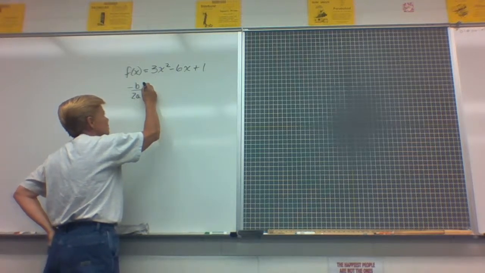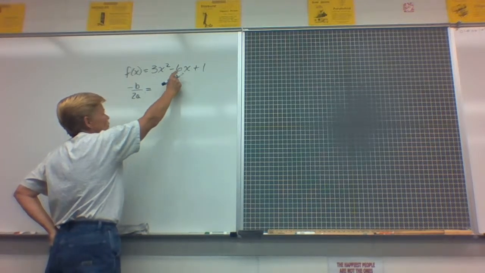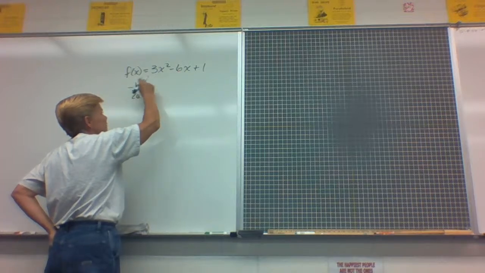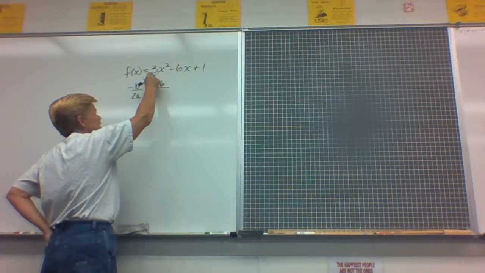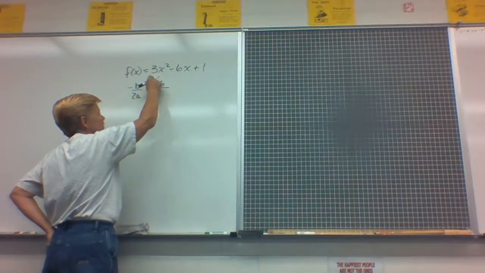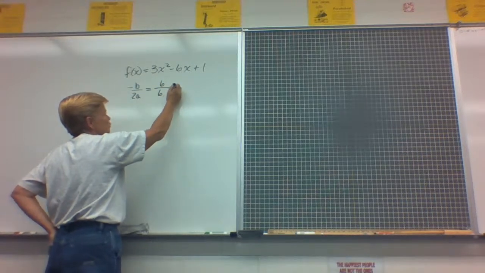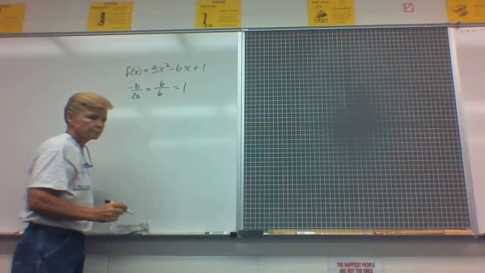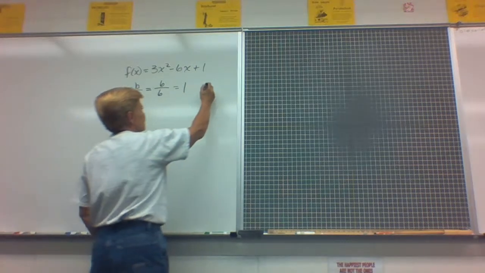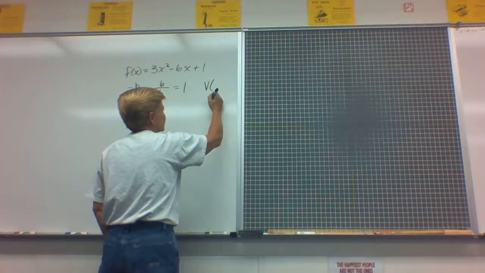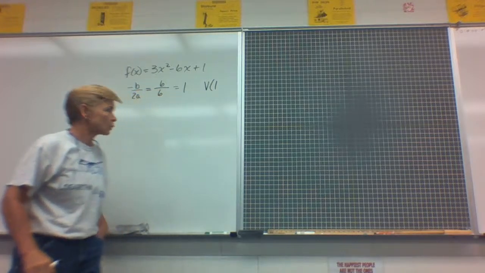And so we say negative b over 2a equals. When I say the negative b, I don't mean a negative number. I mean the opposite of b. So I'm going to put a 6 here. And then a is 3, and I'm going to double that. That's also 6. Well, 6 over 6 is 1. Here's what I know. I know that the vertex of this thing has an x-coordinate of 1. That's what I found out right here.